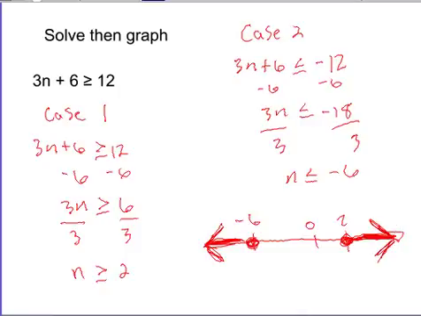Okay? Aiden? Is there any possible way for n to be greater than 2 and n to be greater than negative 6 on this type of problem? That is a great question. Let's move on and see if we answer that.